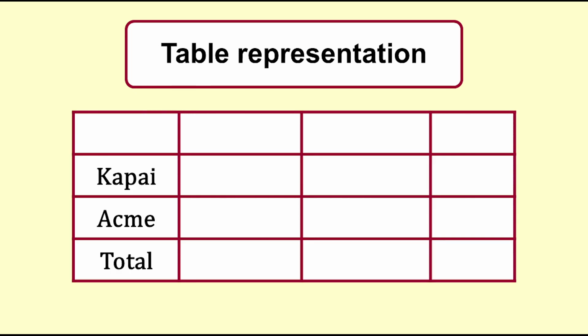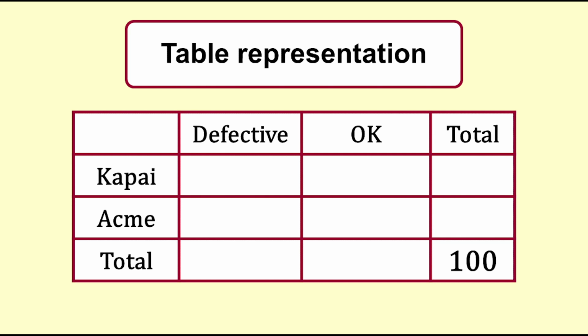We have the suppliers in two rows and whether or not they are defective in the two columns. We make the table about 100 parts so that we can use whole numbers. Out of the 100 parts, 80 come from Carpi and 20 come from Acme. Out of the 80 from Carpi, we would expect 5% to be defective. 5% of 80 is 4 parts. 4 out of 80 are defective, so 76 are okay or not defective. Out of the 20 from Acme, we expect 10% to be defective. 10% of 20 is 2 parts. 2 out of 20 are defective, so 18 are okay.